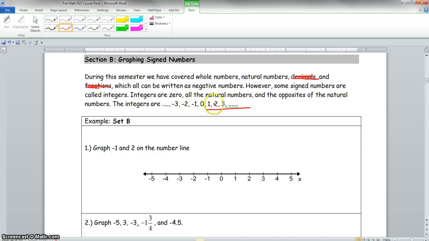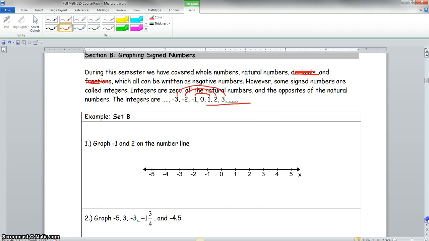Now what is said here is that, aside from 0, integers include the opposite of your natural numbers. So 1 and -1, 2 and -2, 3 and -3, and then if you have 4, it'd be 4 and -4, and so on. Every number has an opposite except for 0, and 0 is also considered to be an integer.